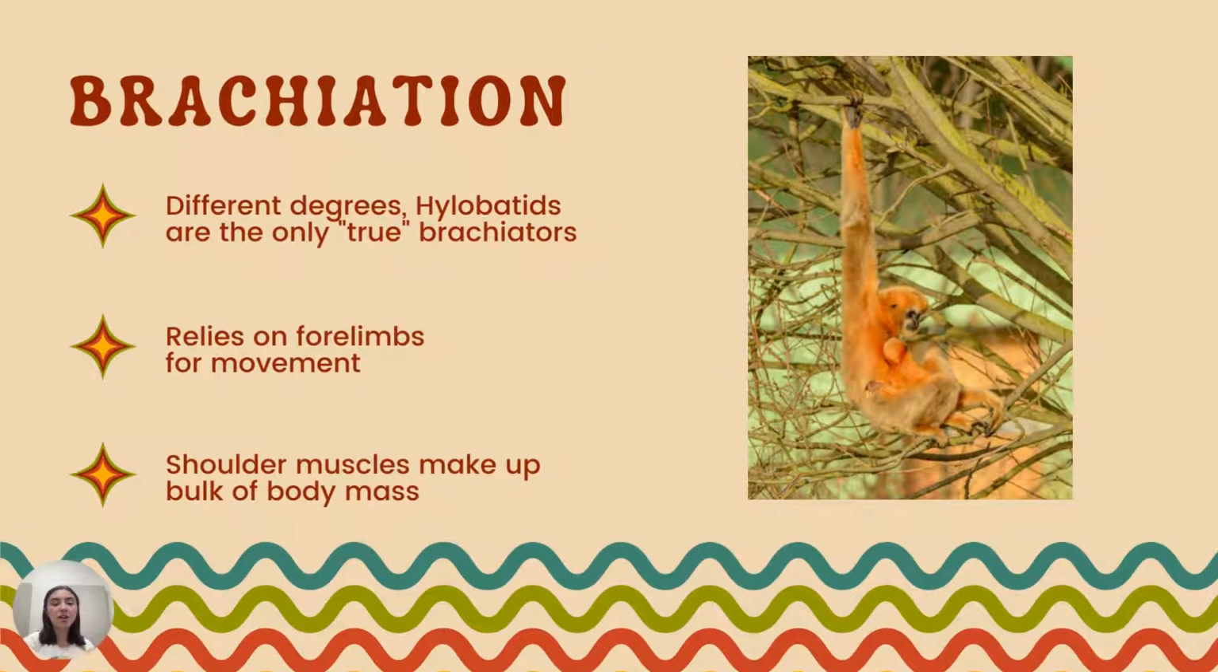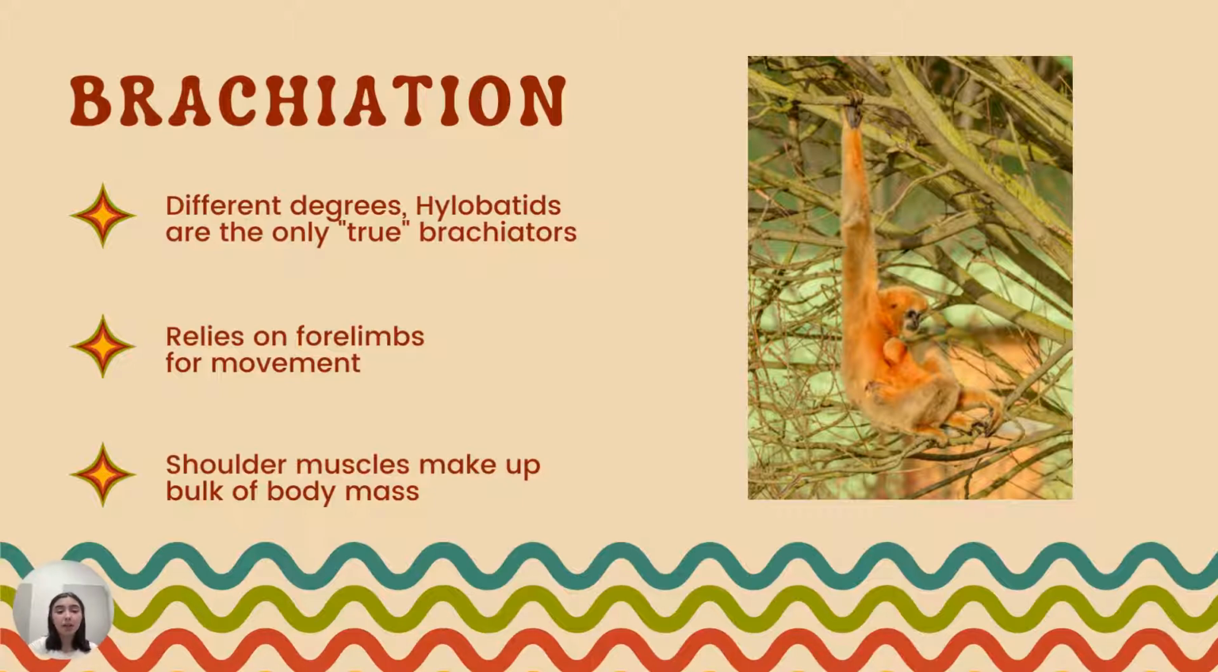With brachiation, it's a gibbon's primary mode of locomotion. This is kind of adapted over time as they live in Southeast Asia, which has predators such as tigers, panthers, a lot of things on the ground that'll want to eat a small primate. There are different degrees of brachiation, just like there are with bipedalism. There are semi-brachiators, modified brachiators like bonobos and chimps, and non-brachiators like humans and macaques.